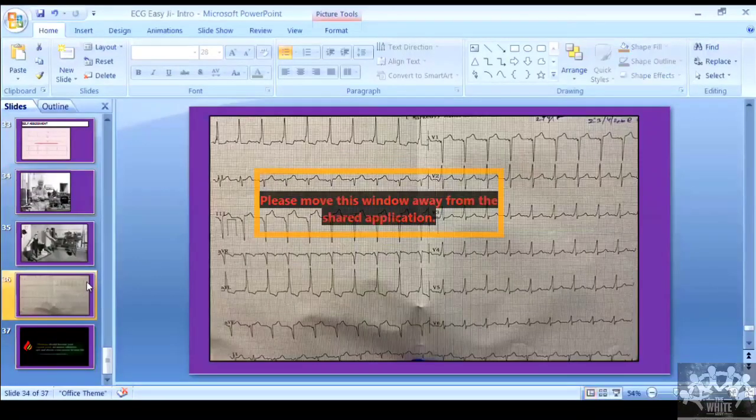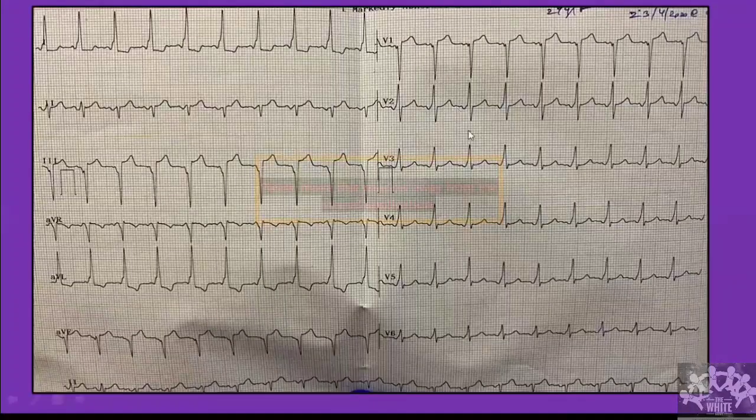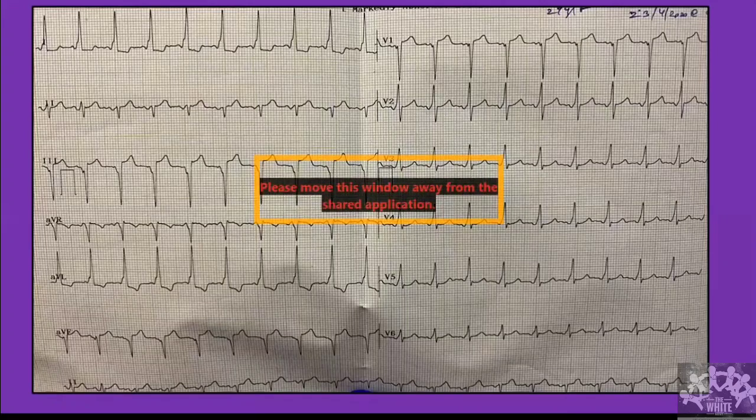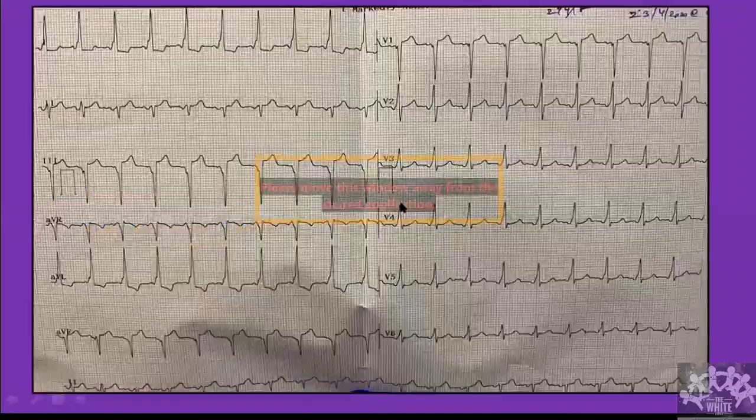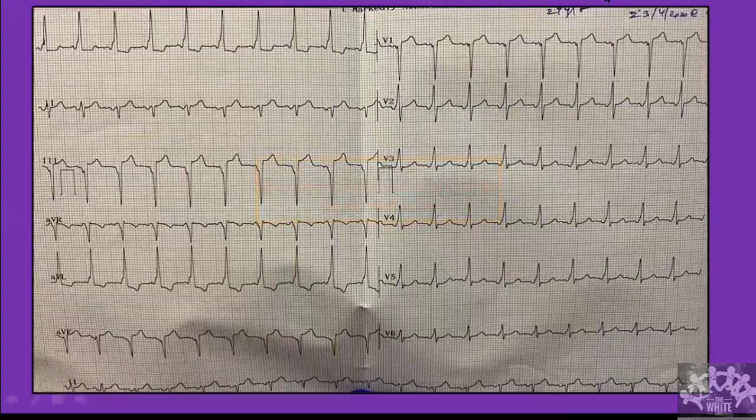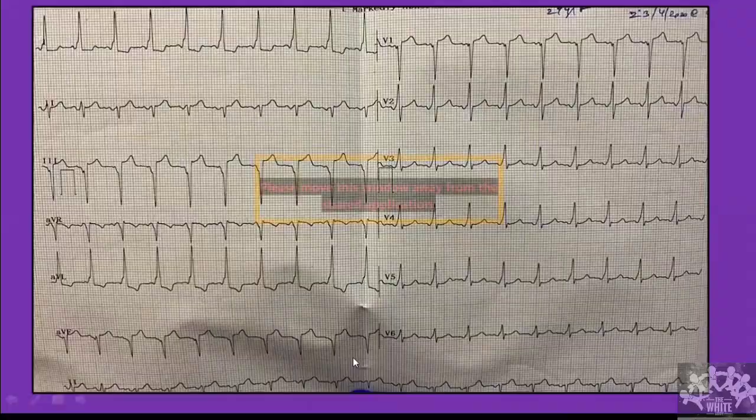Fine. So there is one more ECG I have. I don't know what is wrong with my computer. Yeah, fine. So let's see who will identify the diagnosis. Let's see. Any takers?